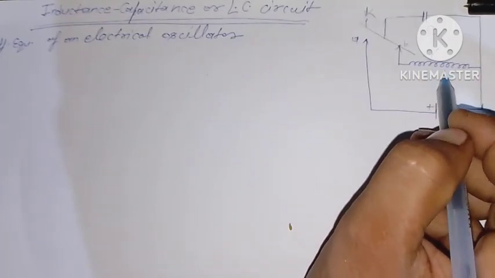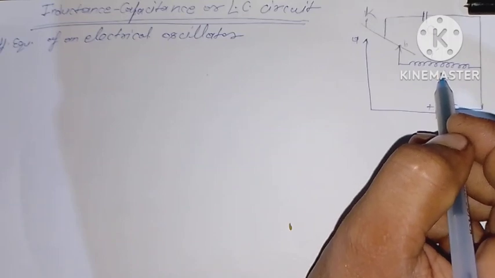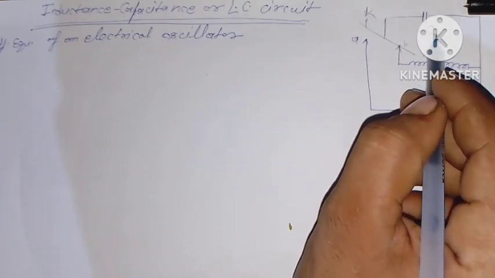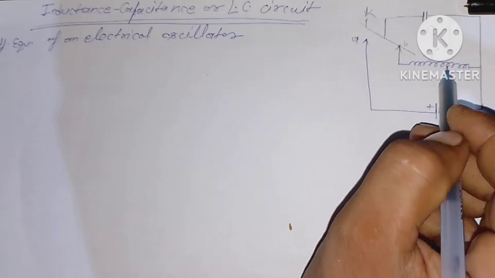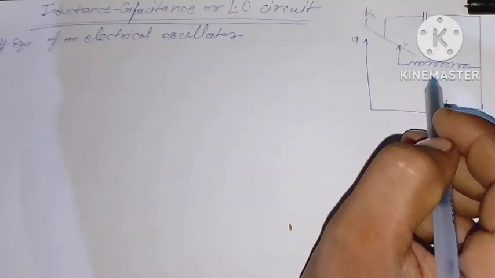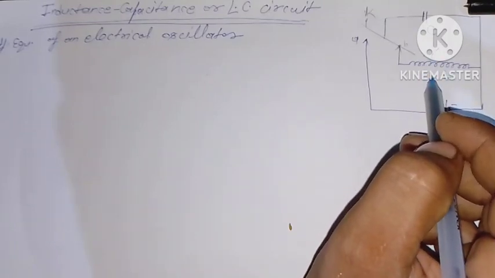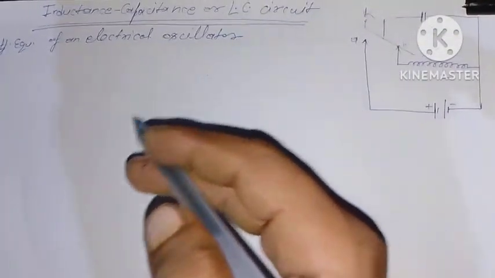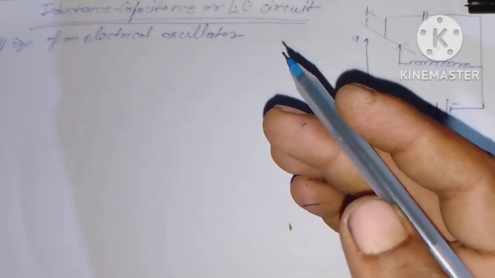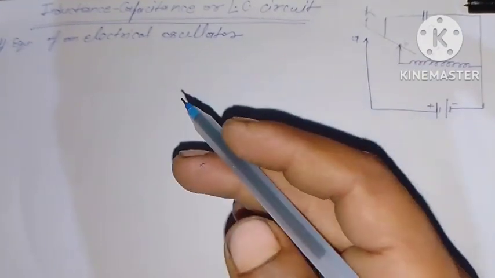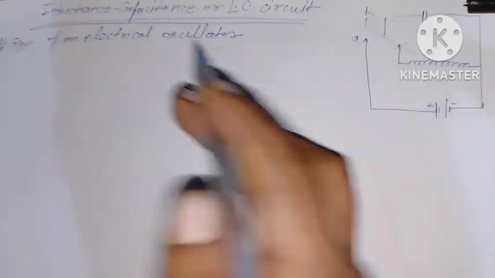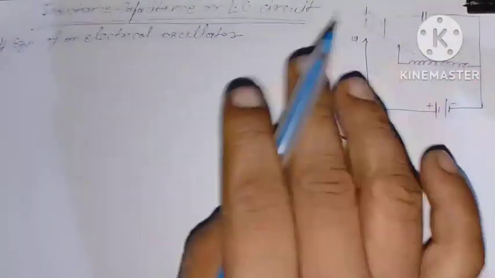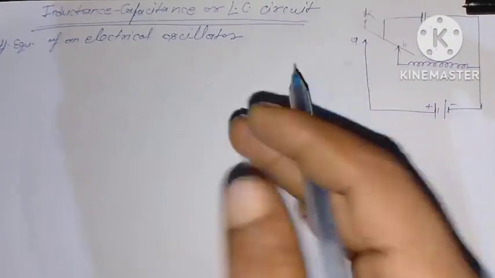As the capacitor discharges, the electrostatic energy of the capacitor is converted into magnetic energy of the inductor. There is thus a continuous exchange of energy between the inductor and the capacitor. As the resistance is negligible, there is no dissipation of energy in the form of heat.